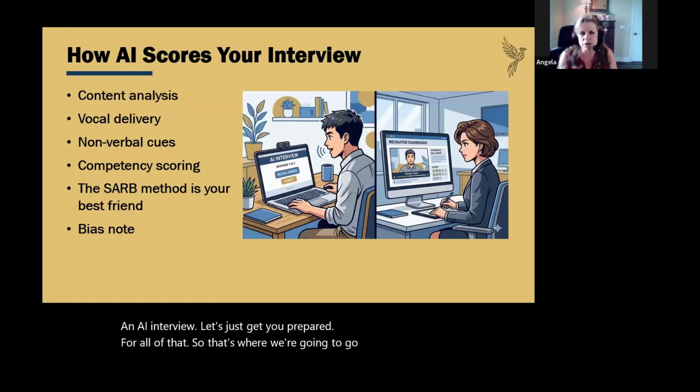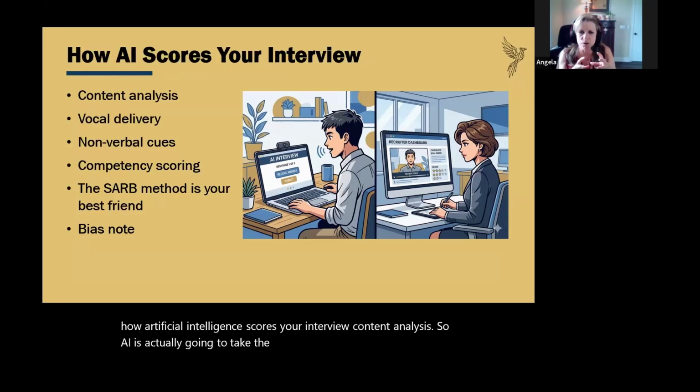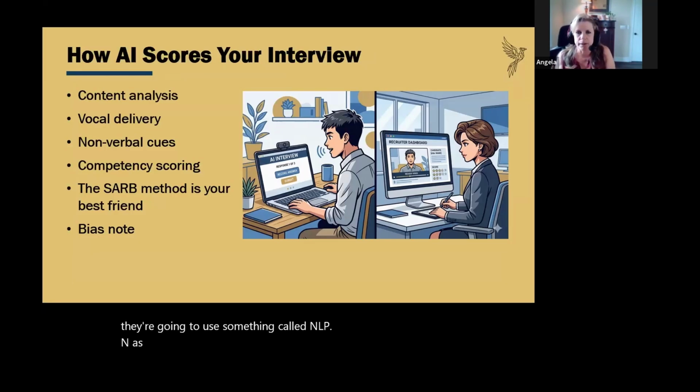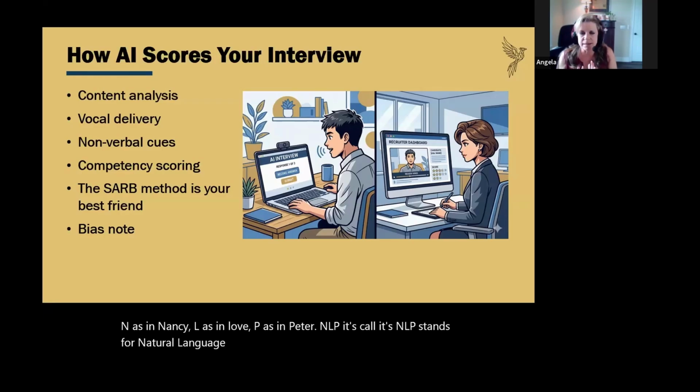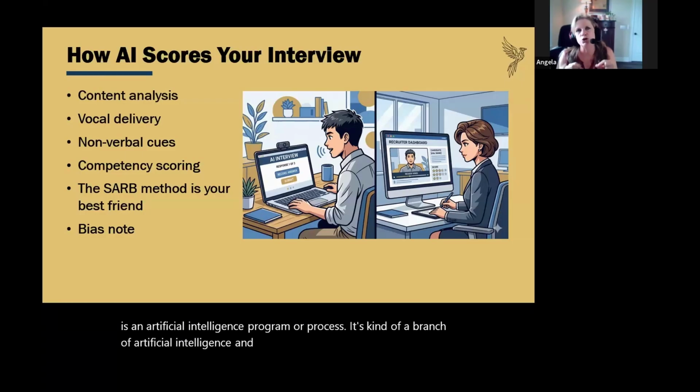So this is how artificial intelligence scores your interview. Content analysis. AI is actually going to take the content of your responses and use something called NLP. N as in Nancy, L as in love, P as in Peter, NLP. It stands for natural language processing. Basically, it is an artificial intelligence program or process, a branch of artificial intelligence, and it allows computers to read, interpret, and analyze your human language.